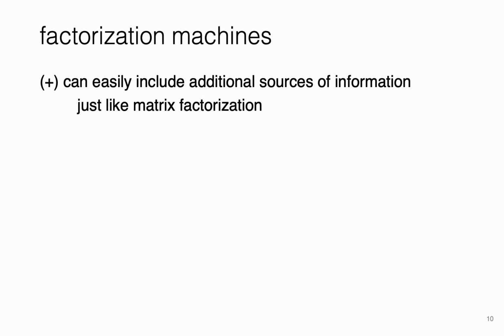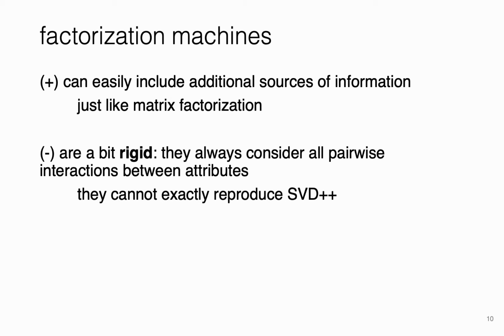Factorization machines are a flexible model that can easily include additional sources of information. In some sense, matrix factorization can have the same functionality. One drawback of factorization machines is that they can be a bit rigid. They always consider all pairwise interactions, even though some of these interactions might not make sense. In the previous example, we showed a factorization machine that has the same terms as SVD++, but also some additional terms. These terms might actually hurt prediction accuracy.